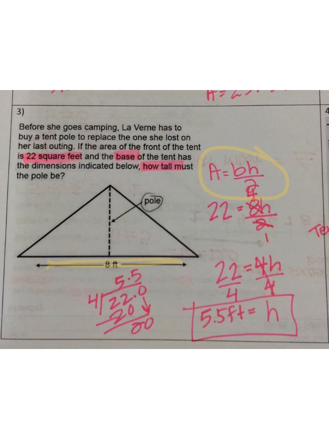With this right here, 22 equals 8 times h divided by 2. I can cross divide with the 2 and the 8 by dividing by 2, and I'll get a 1 and a 4. So now I have 22 equals 4h. Divide by 4 to isolate, and I get 5.5 feet, which is the height of the pole.